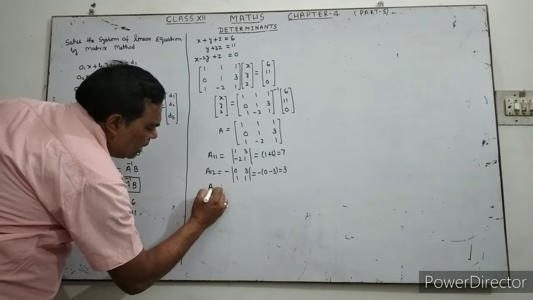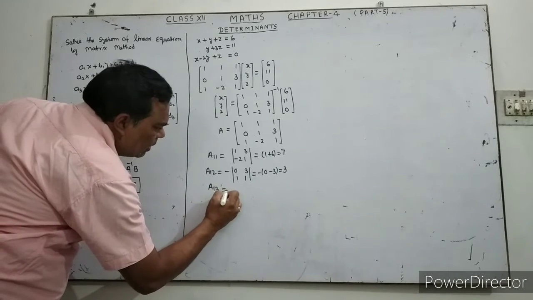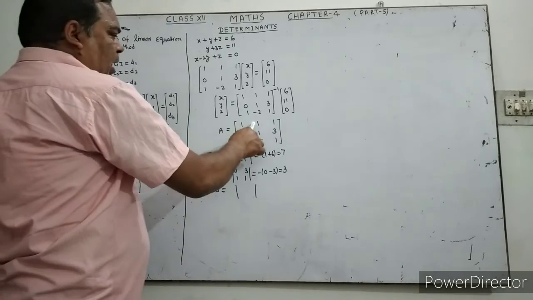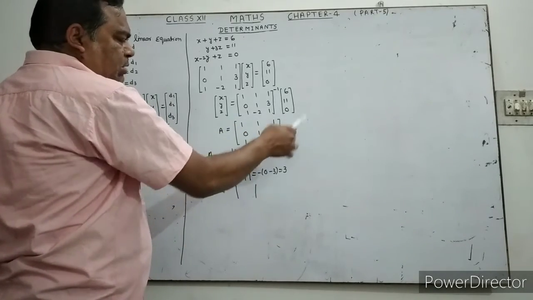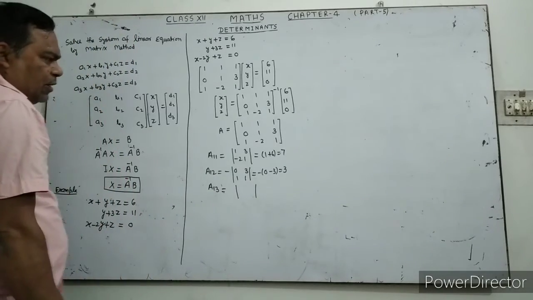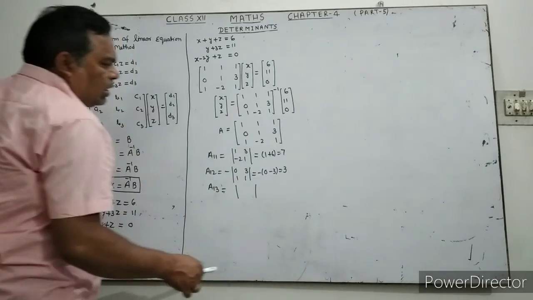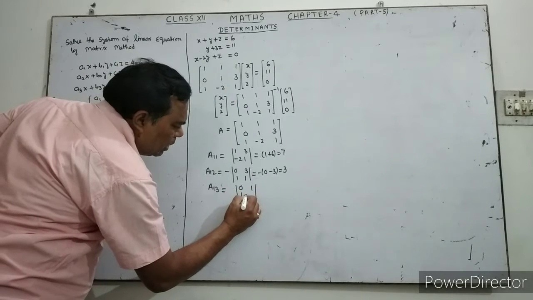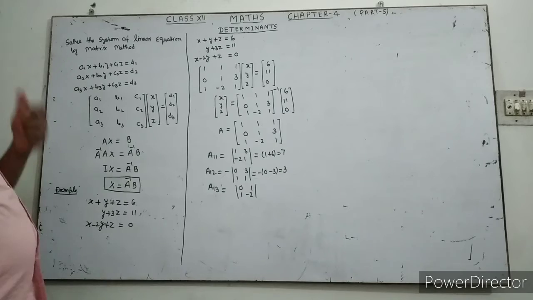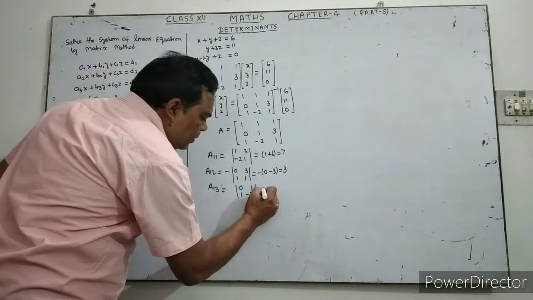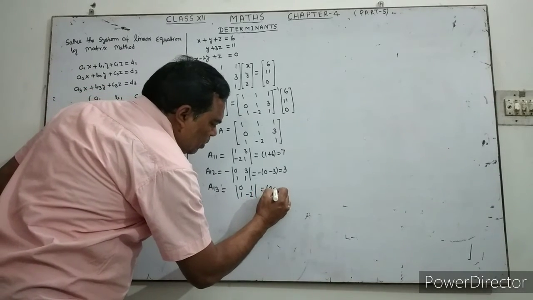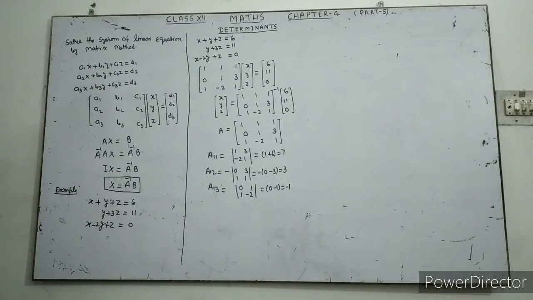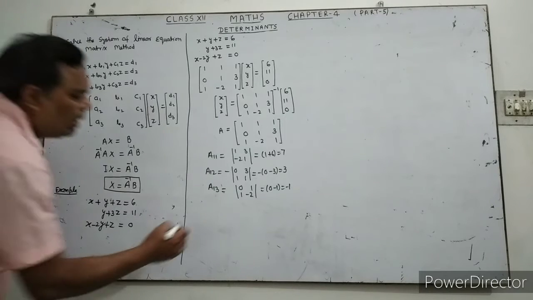A13: the signs are plus, minus, plus, minus, plus. Okay. Forget this row, this column. 0, 1, 1, minus 2. Then this is 0 minus 1, and this is minus 1. That is A13.